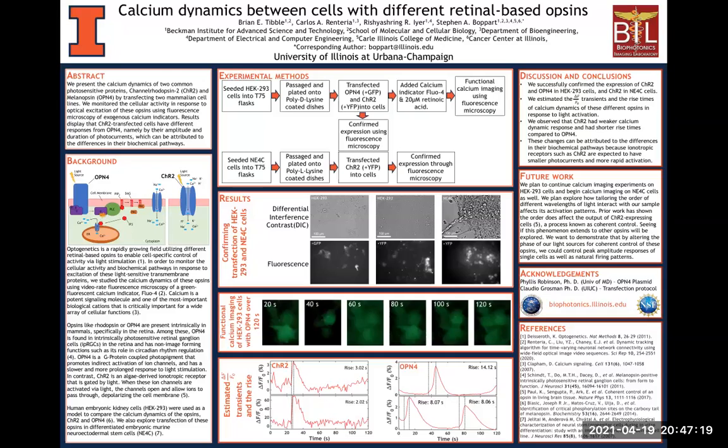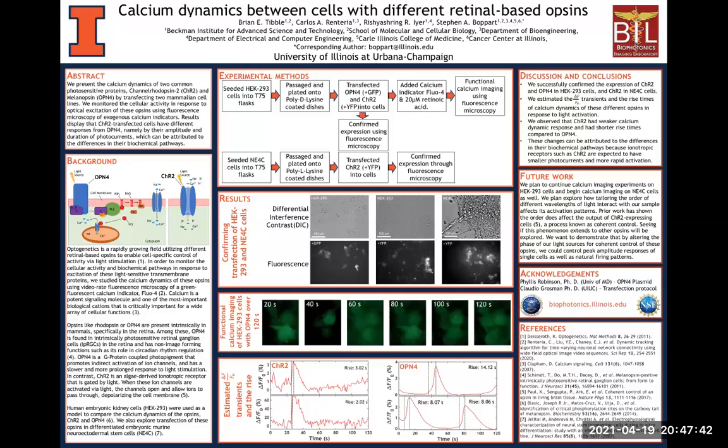So we conclude that we successfully confirmed the expression of channelrhodopsin and melanopsin in HEK293 cells and channelrhodopsin in NE4C cells. We estimated the delta F over F naught transients and the rise times of calcium dynamics of these different opsins in response to light activation. We observed that channelrhodopsin had a weaker calcium dynamic response and a shorter rise time compared to melanopsin.